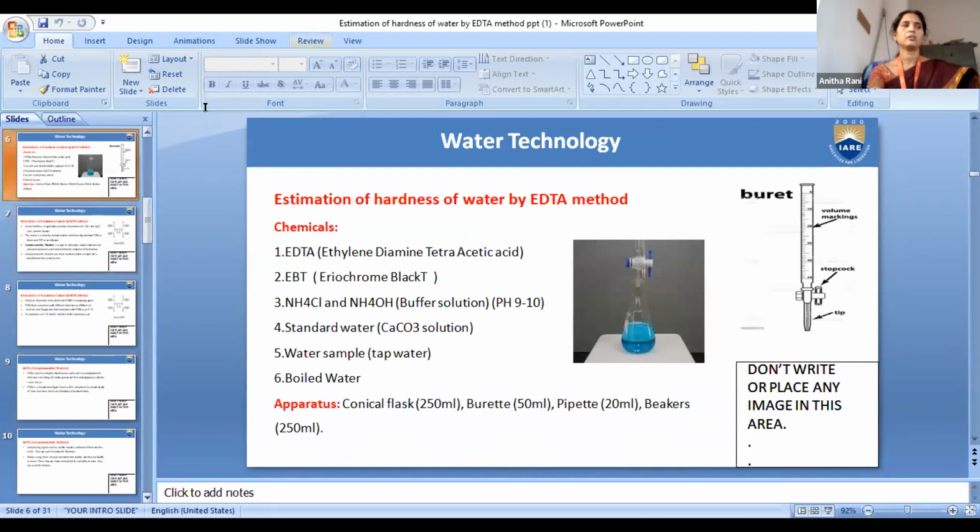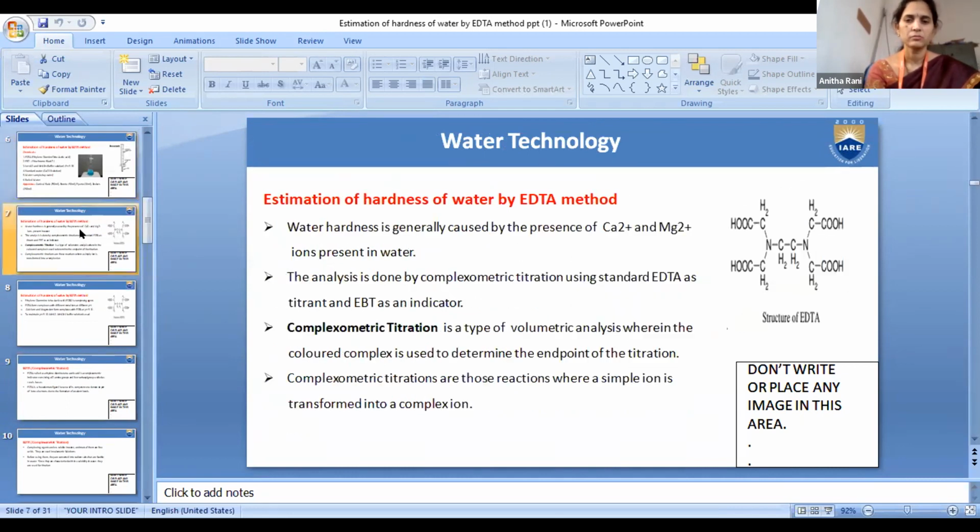Okay, yesterday we discussed the EDTA method. What are the chemicals we required for this experiment, and what are the samples we are taking? You have to remember this. We are using ethylene diamine tetraacetic acid.